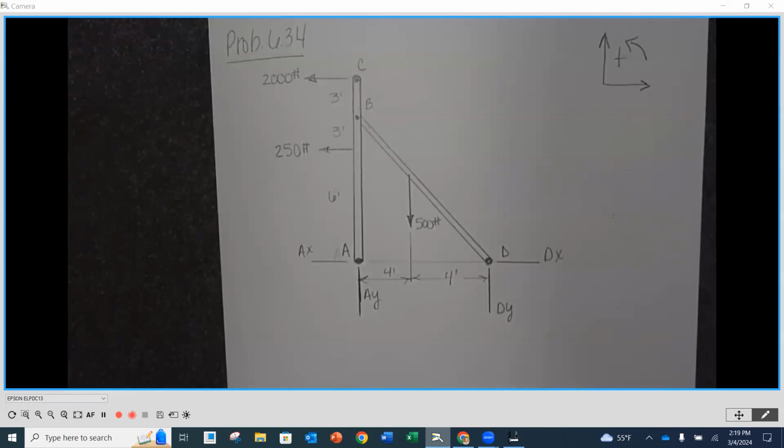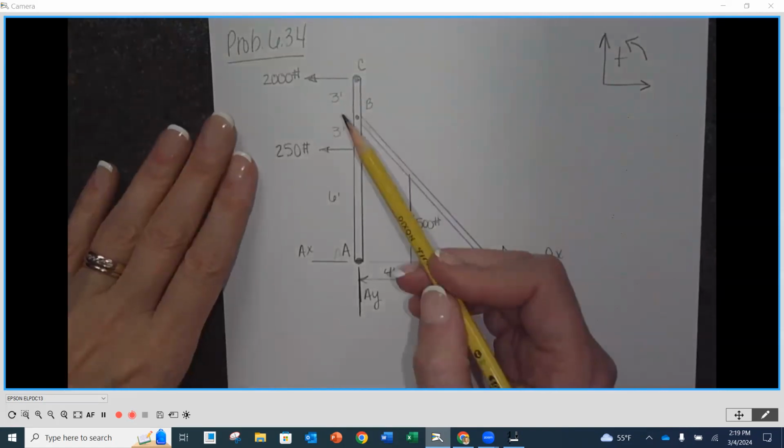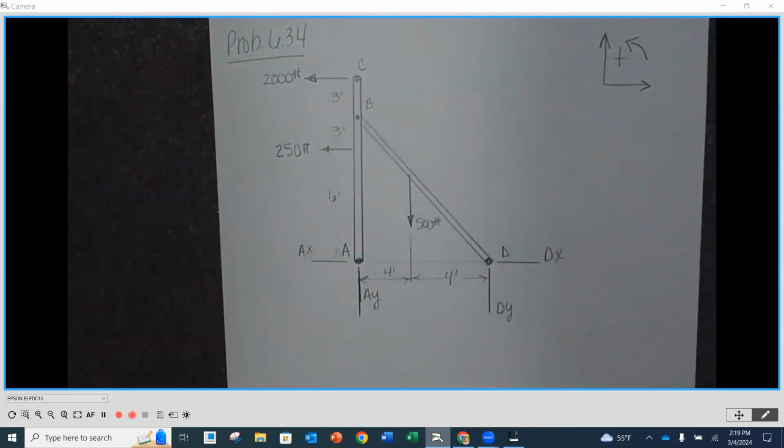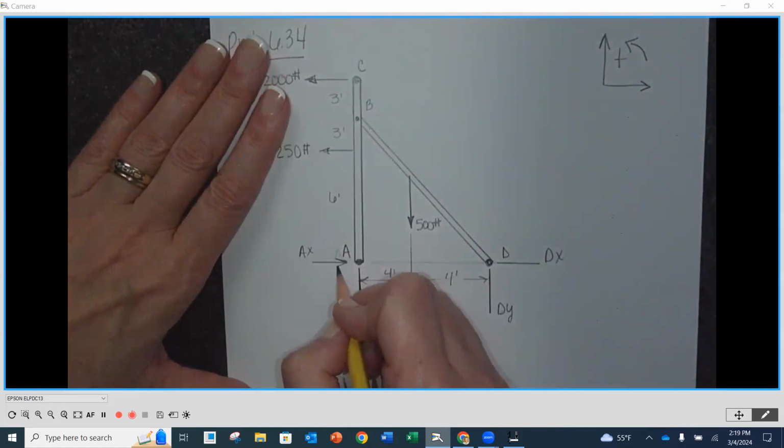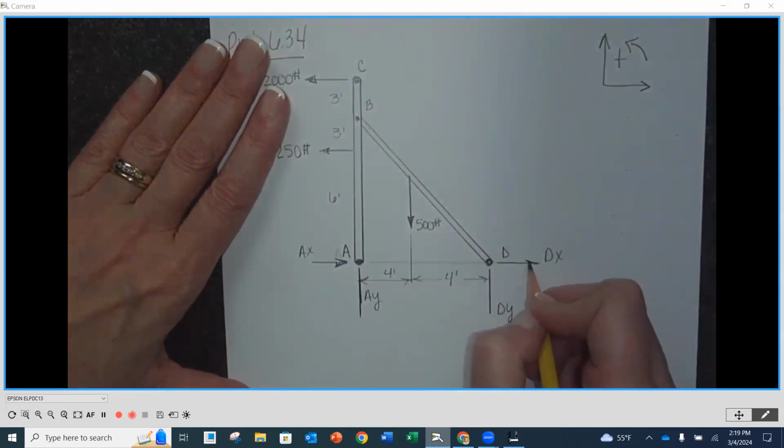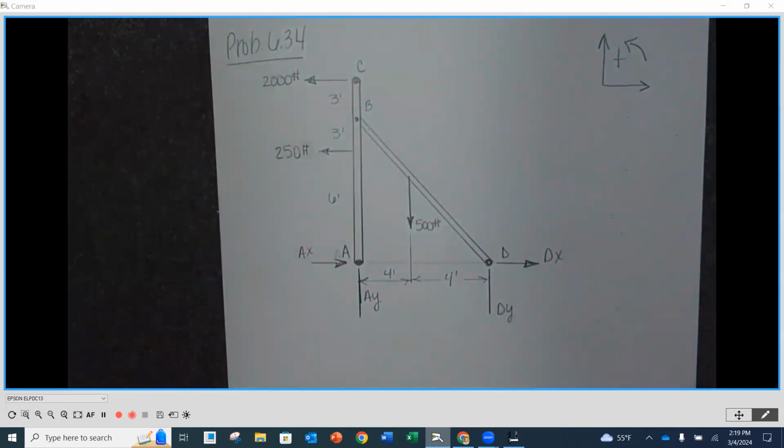Now, as I look here, and again, this is me talking it through. I don't know the directions off the top of my head, okay? So as I'm looking here, I'm noticing I have two forces applied that are going to the left in the X direction. So I'm just going to show AX and DX going to the right. We'll find out if I'm right or wrong, and like I said, our math will tell us if we're right or wrong.